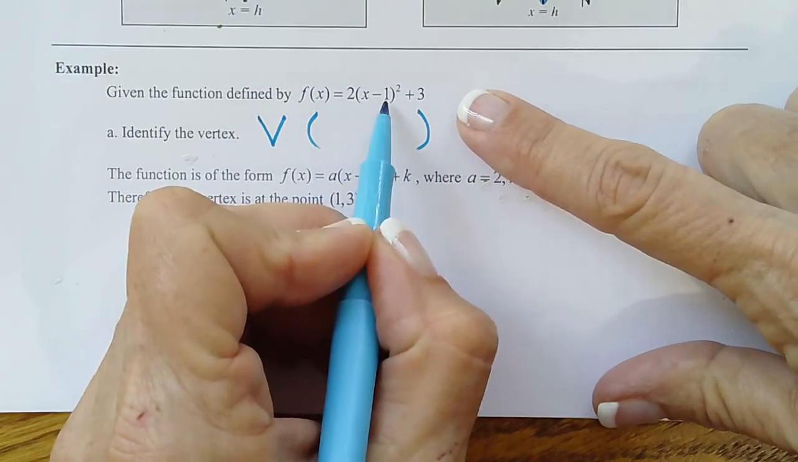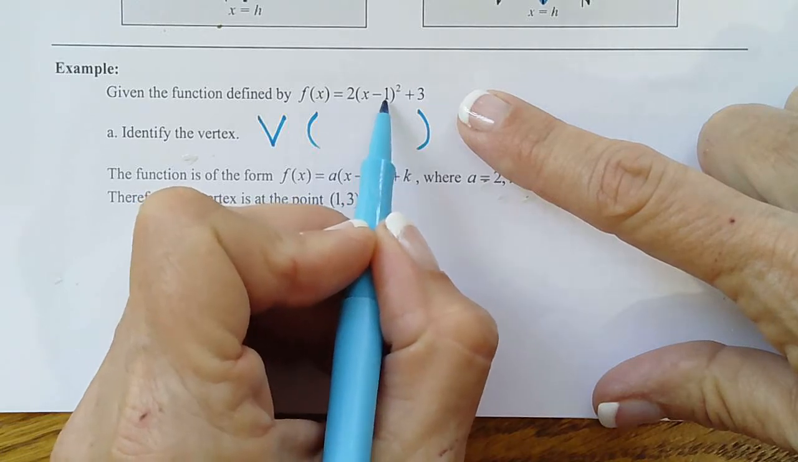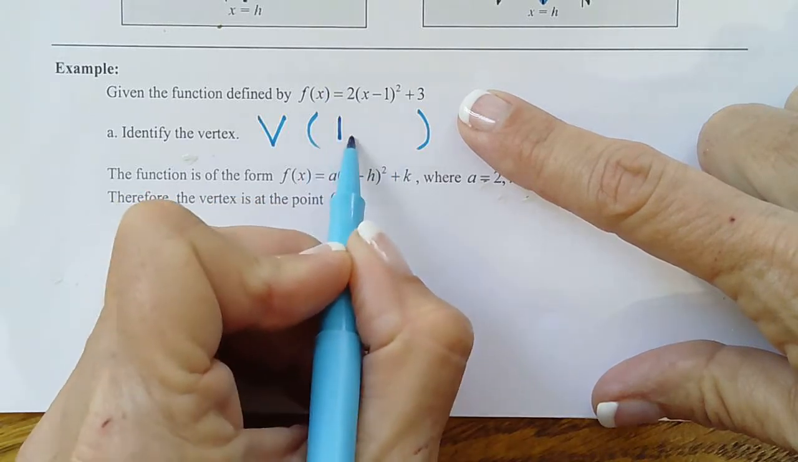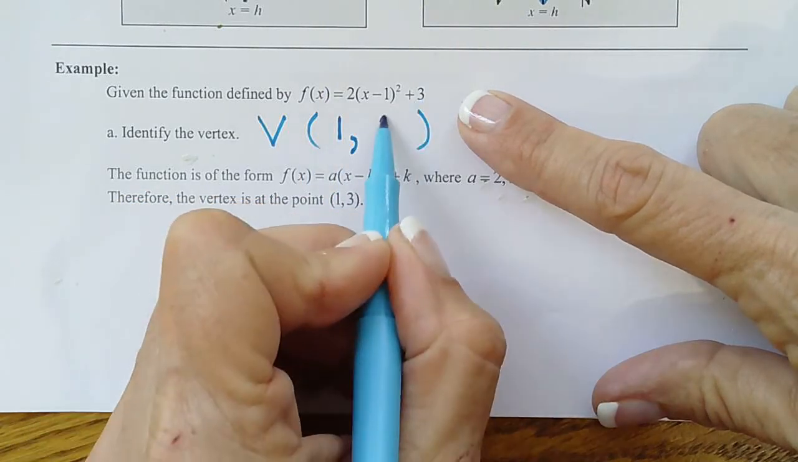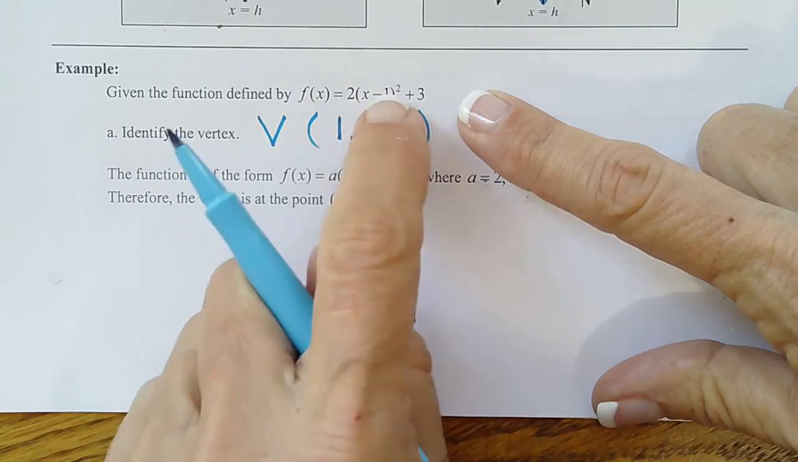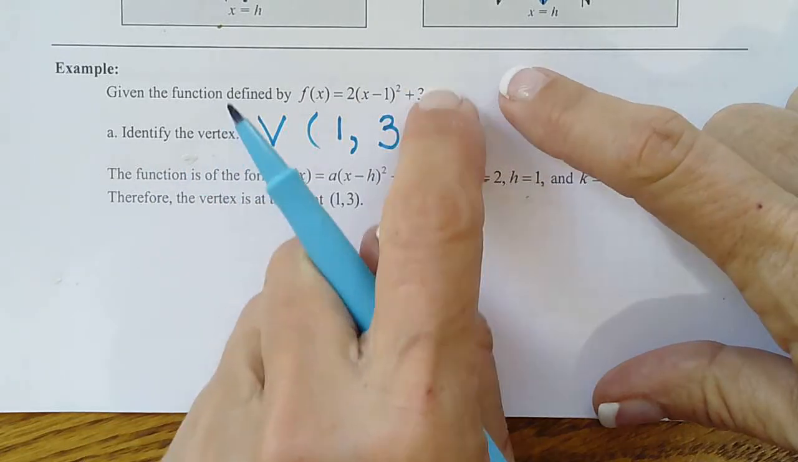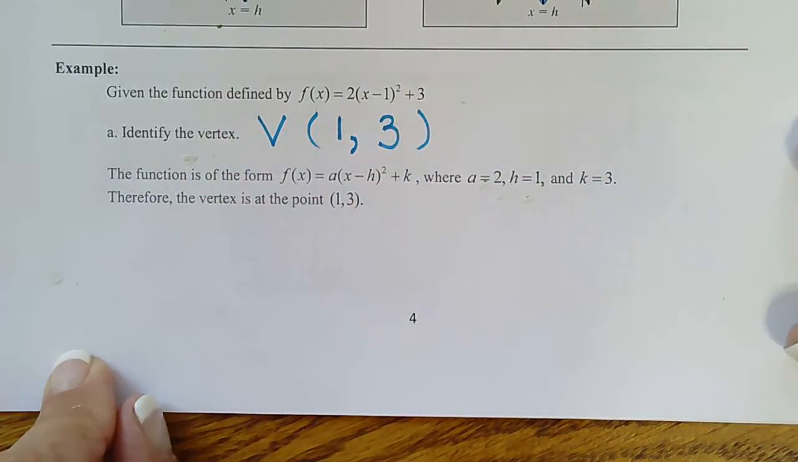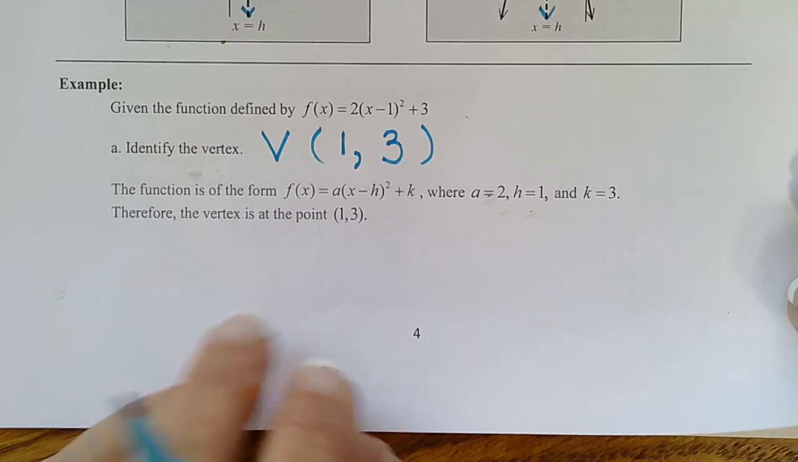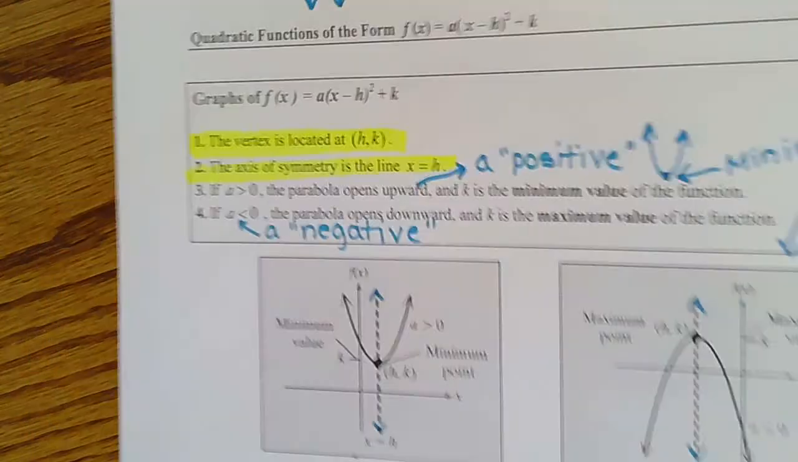And I have 2 questions on this on the final. The opposite of what's in here, so it'd be positive 1, comma, what's outside. Because when we're with the x, we do the opposite. When we're outside, we just write what it is. So that's going to be my vertex. So let's turn to the next page.